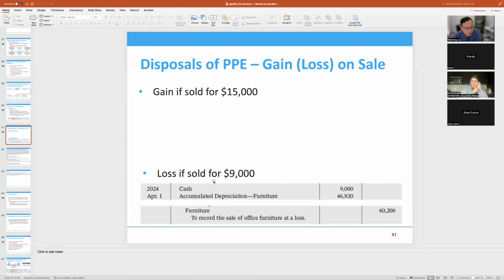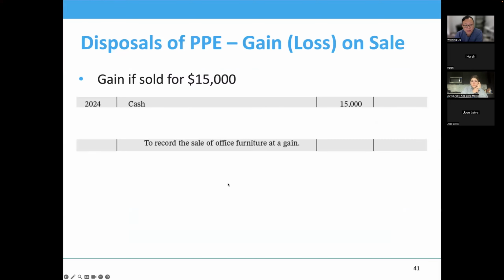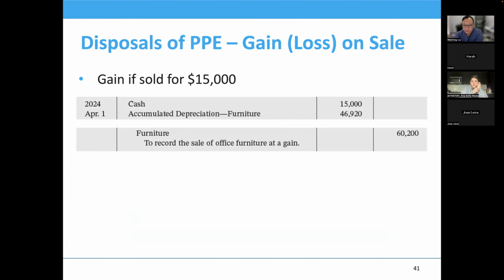But sometimes they are not fully amortized, okay? They're not fully depreciated. So this is one example. Here, the cost of the furniture is 60,200, okay? The cumulative depreciation of the furniture is 46,920. So it's not equal to the cost, so it's not fully depreciated.